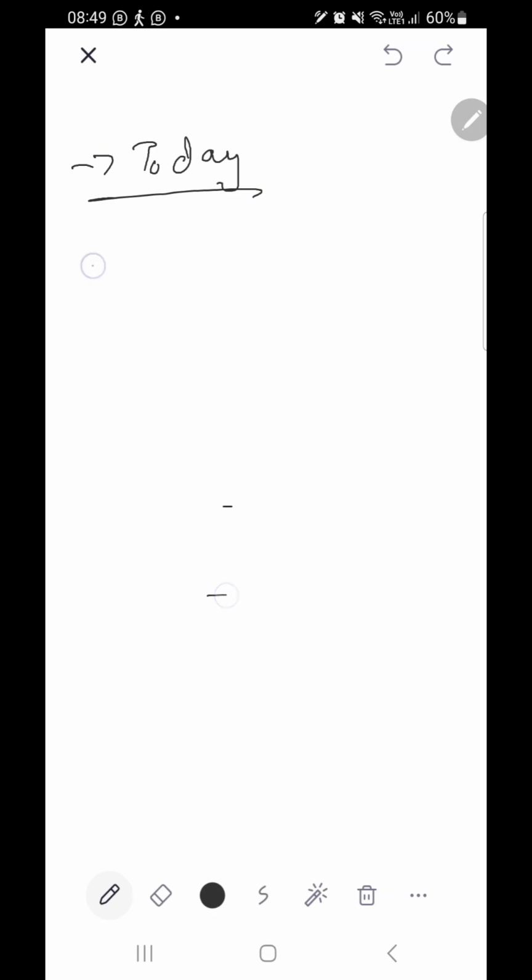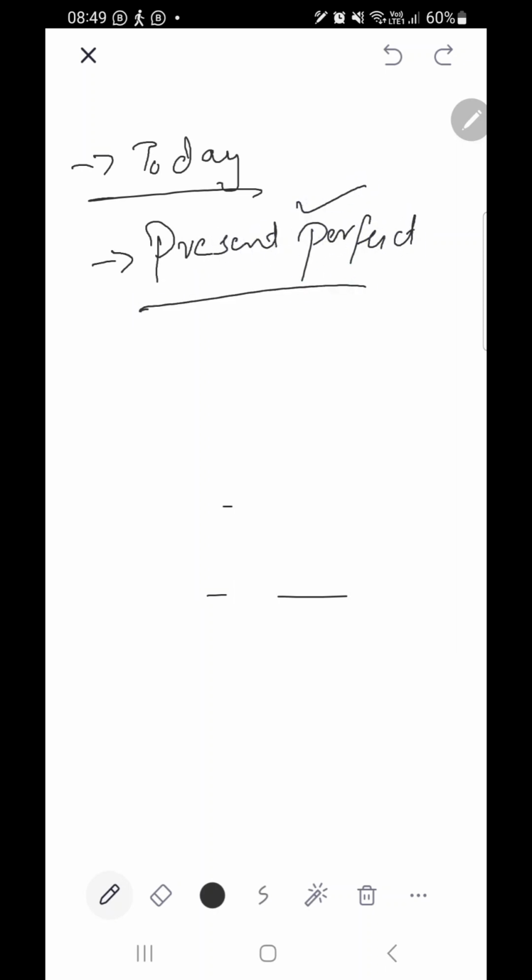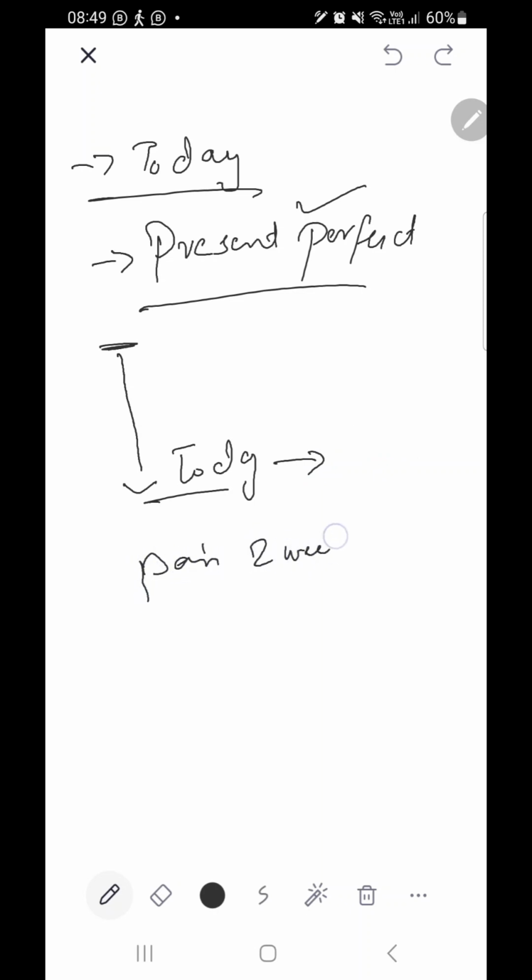Today's letter again, either we can use the present perfect tense or perfect continuous. Why? Because there is something that might be running from the past visit to today's visit, and either it has ended or it still continues. For example, if there was pain for 2 weeks back, you gave some medicine, and today he came again either with increased pain or decreased pain.